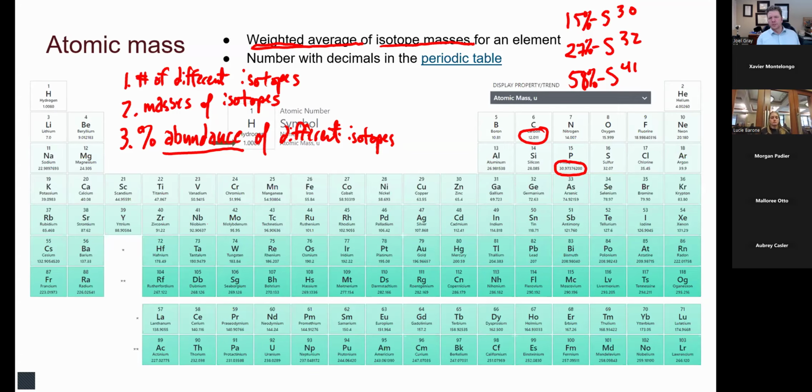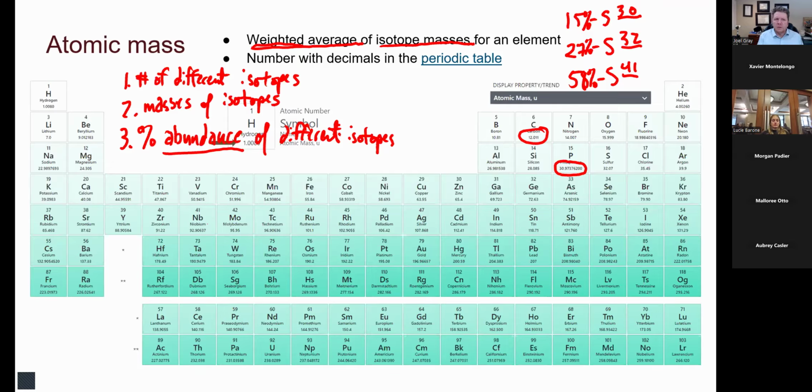How many different isotopes are there of sulfur from what I've shown you? Three. What are the masses of those isotopes? Well, there's 30, 32, and 41. What is the percent abundance of these different isotopes? Well, it's 15, 27, and 58. That all adds up to 100, I think. Yes, it does.